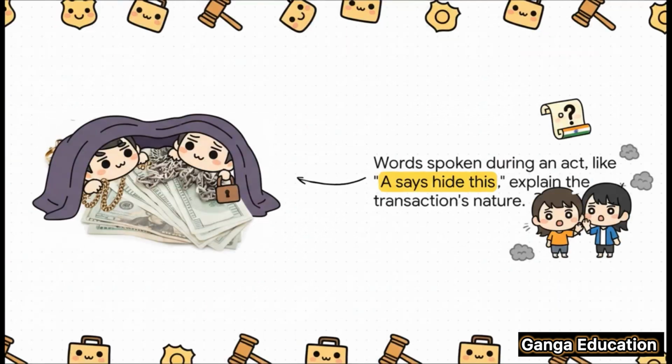Picture this. You see someone handing over a package of stolen goods. The physical act itself is suspicious, of course, but it's the words spoken during the act that really explain what's going on. A statement like, "A says you are to hide this," that changes everything. It transforms a simple handover into a conspiracy to conceal a crime.